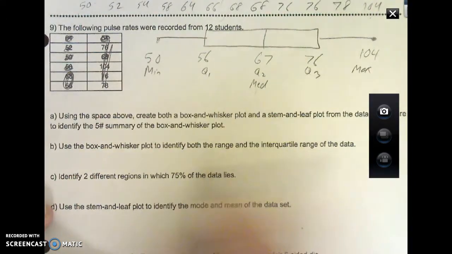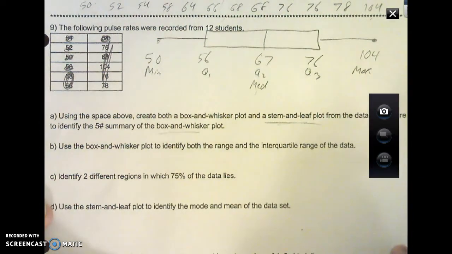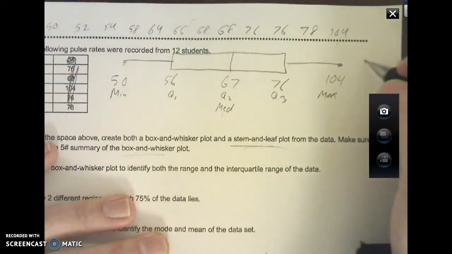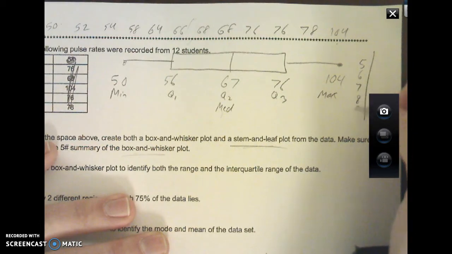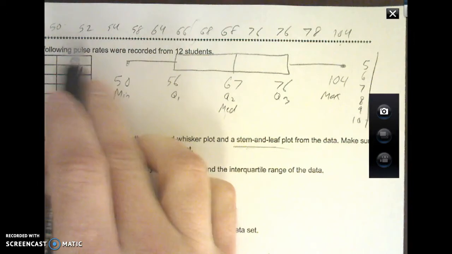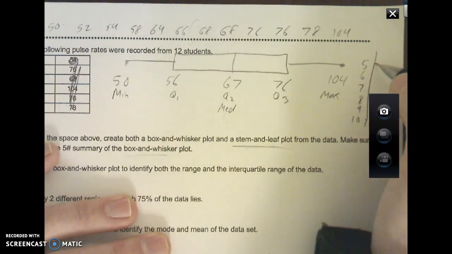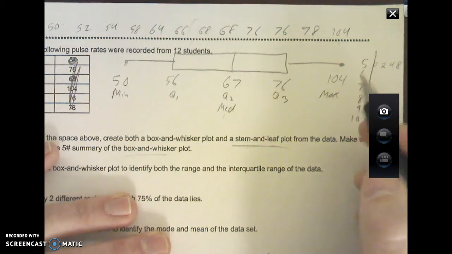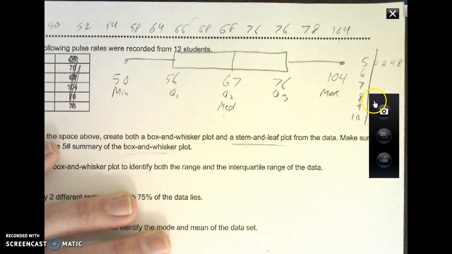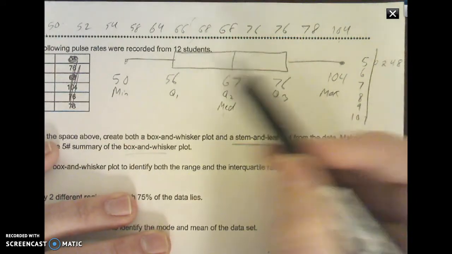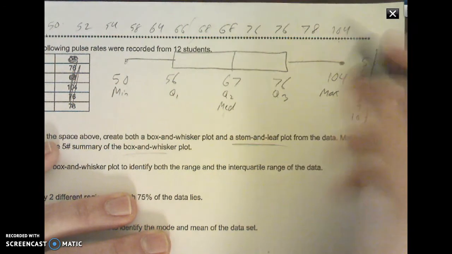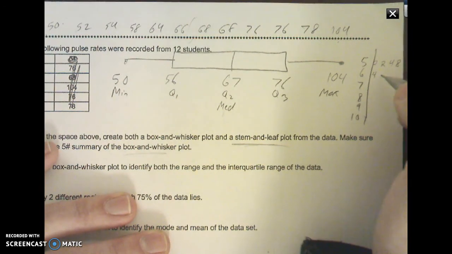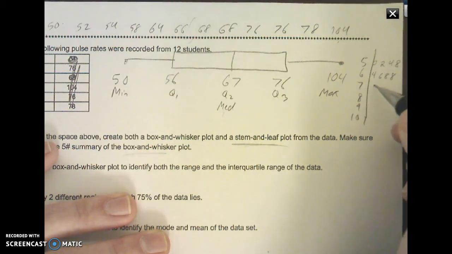Now, as far as a stem and leaf plot goes, watch how simple this is. 5, 6, 7, 8, 9, 10. We have 50, 52, 54, 58. So 52, 4, 8. You put the numbers after it. Sorry, this little box is in the way here. Let me move that for you. 64, 66, 68. So let's see here. 4, 6, 8, 8. Then I got 76, 76, 78, and then 104.